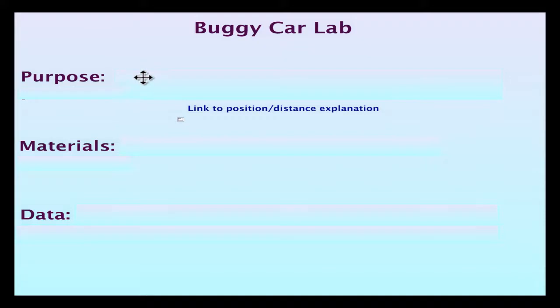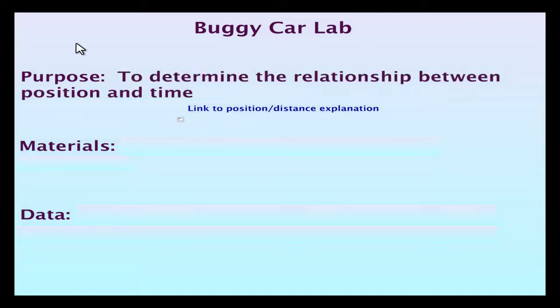The purpose of this lab is to determine the relationship between position and time. We really want to mathematically determine the relationship between position and time. It's going to go very similar to the other lab, where you're going to have to figure out what data to collect, and then collect that data and graph it like before.